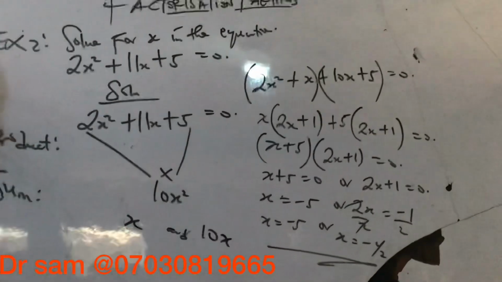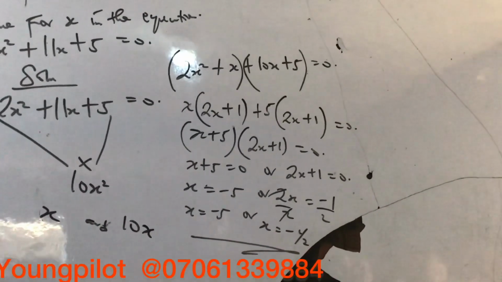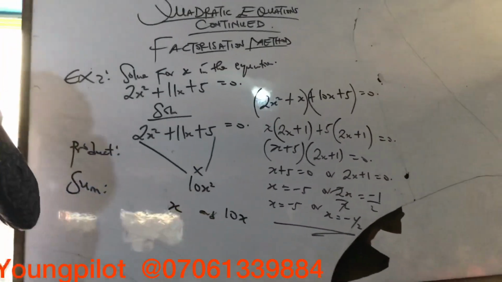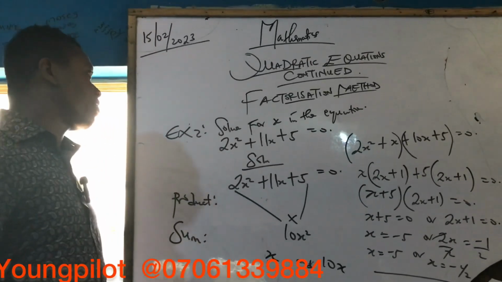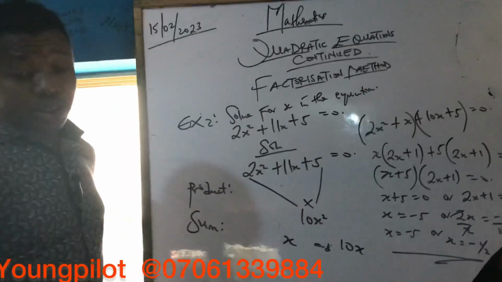So that is the factorization method. It is very fast to use, unlike the completing the square method and the quadratic formula method. So let me drop one for us to quickly adopt this method. Then we see the quadratic formula method again.